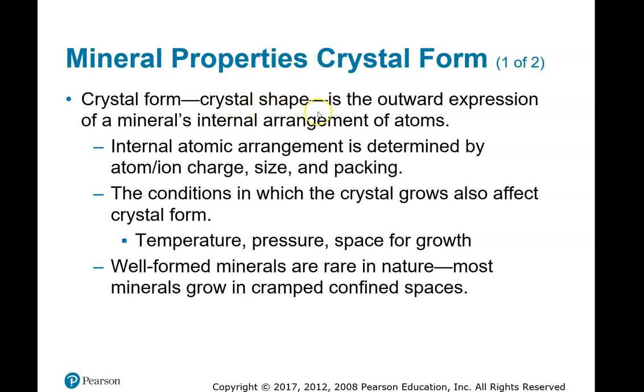Crystal form, the shape, is the outward expression of the mineral's internal arrangement of the atoms. And I showed you some of that before. There's cubic. There's different ones. Cubic. There's tetrahedral, if it has four sides that kind of form a triangle in 3 dimensions, and then rhombic, rhombohedral, I think it's called. All right. Anyhow, internal atomic arrangements are determined by the atoms.